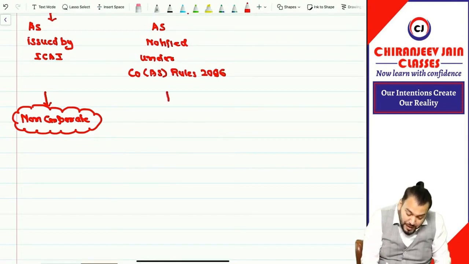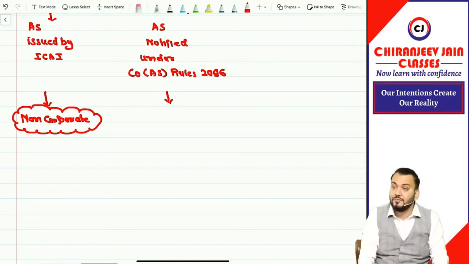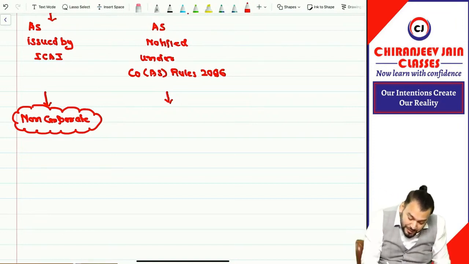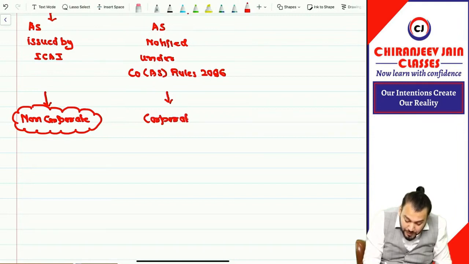Second, what happened? I am saying AS notified under Companies Accounting Standard Rules 2006. Means one thing is clear, that this AS, whatever has been notified in Companies Accounting Standard Rules, is mandatorily applicable for whom? Some set of companies. Correct? So this will be, can I say, applicable to corporate entities.